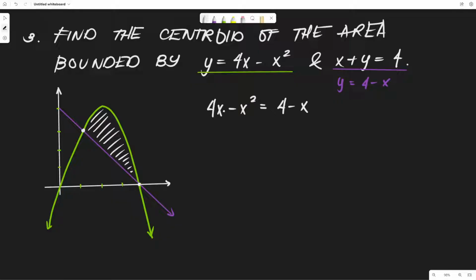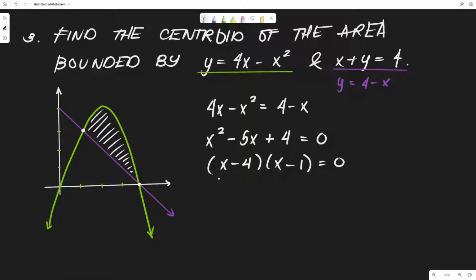Tapos lipat lang natin lahat sa kabila. No, so we have, or kahit ito, no, yung 4x minus x squared para maging positive yung x squared natin. So we have x squared, that is minus 5x plus 4 is equal to 0. No? So, hindi naman siya perfect square, pero factorable to. Diba? So, we have x minus 4 and x minus 1 is equal to 0. Diba? So, we have, therefore, x is equal to 4 and x is equal to positive 1. No? So, ito yun.